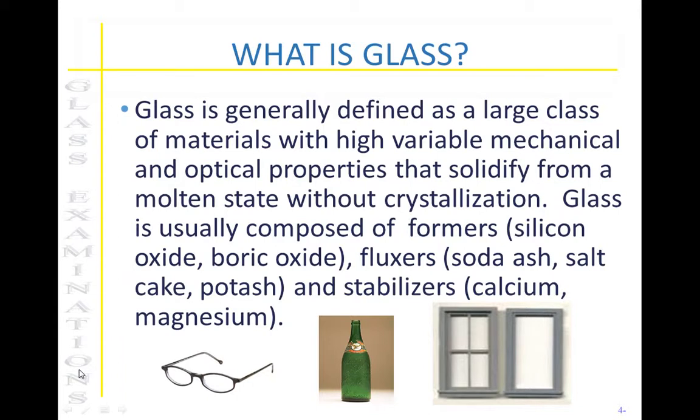If we begin by defining glass, glass is going to be a solid that has been produced from a molten state without crystallizing. So glass can be considered a supercooled liquid. Glass is composed of several different chemical components, which are formers, fluxers, and stabilizers. But then, depending on the manufacturer's desired final end product, different additives can also be put into the glass composition to give it its color or to give it specific properties.